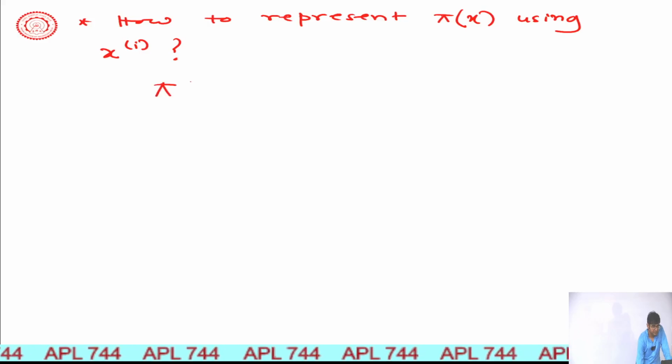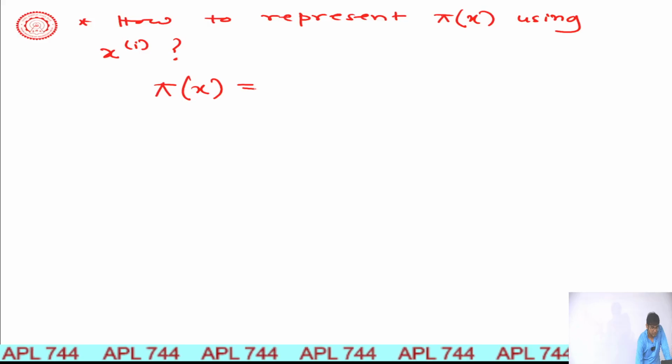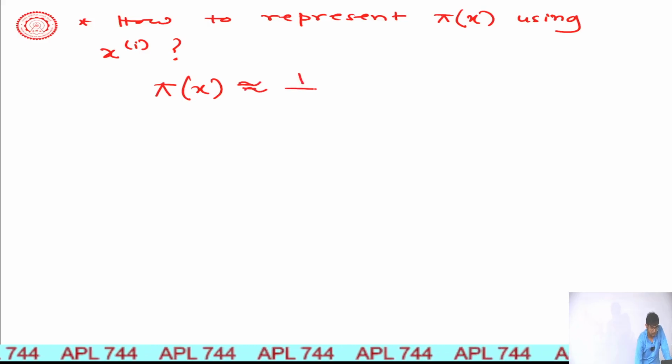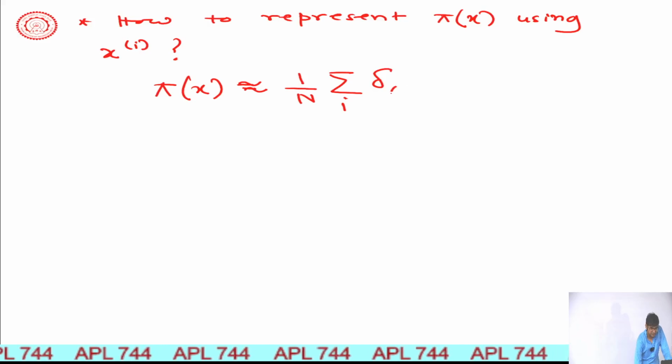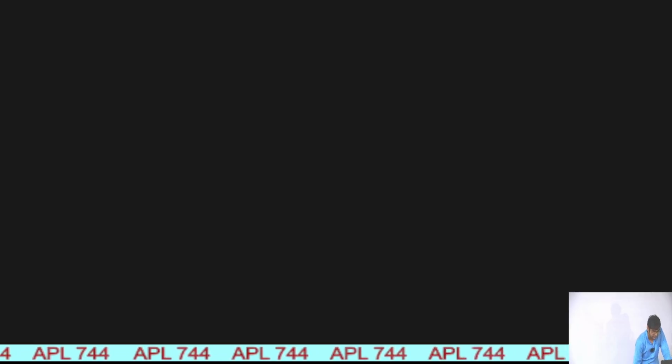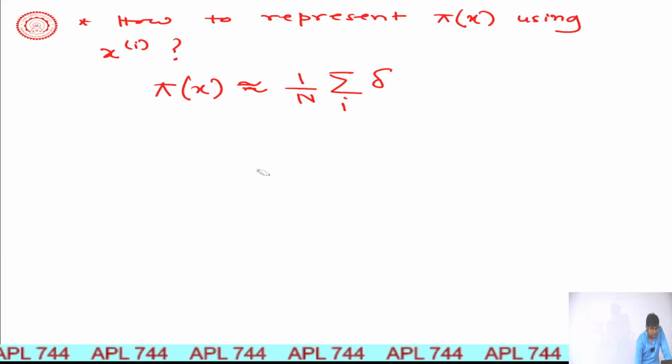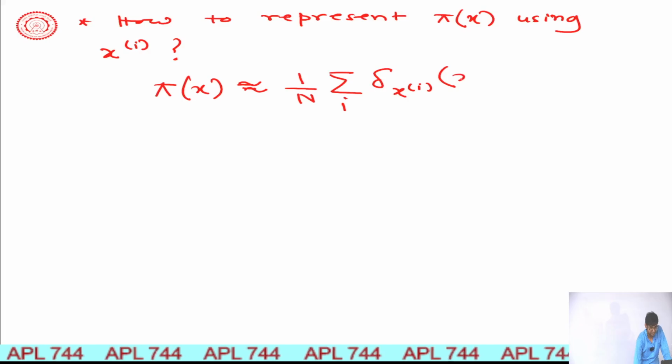Okay? Because if you have n points, the area of each Dirac delta function is 1. N points, the area will be equal to n. Divide by n, you will get 1. So that is known as the empirical PDF or empirical representation of the target PDF. This is represented as pi of x is approximately equal to 1 by n summation over i delta, x, right, not theta, delta xi of x.